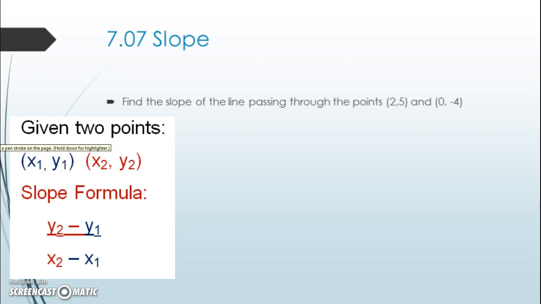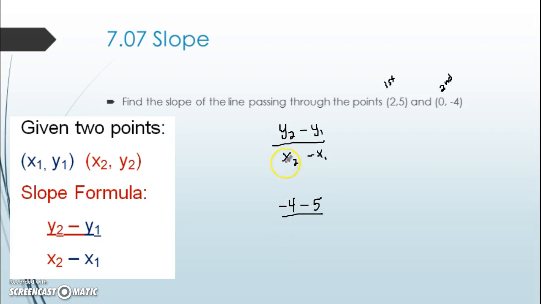So if we calculate this out, if I say that this is my first point and this is my second point, I'm going to subtract my y coordinates in my numerator. So the y coordinate of my second point is a negative 4. So plugging it into our slope formula, negative 4 is my second y coordinate. So a negative 4 minus my first y coordinate, which is 5. So negative 4 minus 5 over the coordinate x of my second point, which is 0. So 0 minus the x coordinate of my other point, 2.